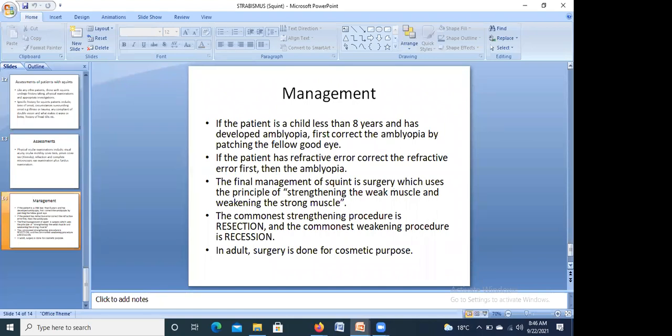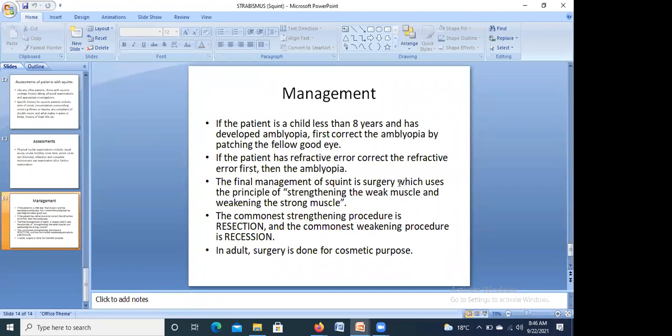The principle of strabismus surgery is that you have at the back of your mind that one muscle is stronger than the other. So if it is an esodeviation or an esotropia, you know that the medial rectus of that eye is stronger than the lateral rectus. That's why the eye turns in: the medial rectus is the strong muscle and the weak muscle is the lateral rectus. And so the principle of the surgery is that you weaken the strong muscle.